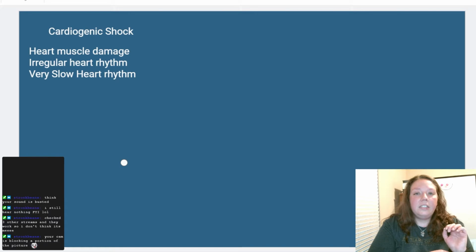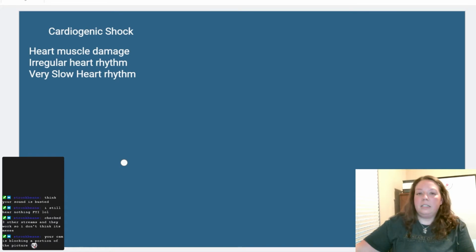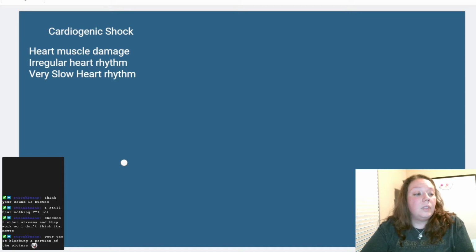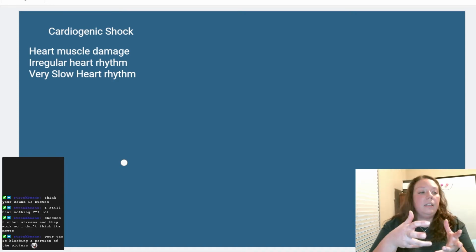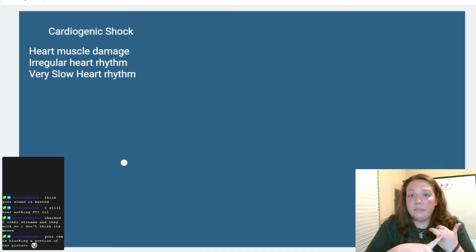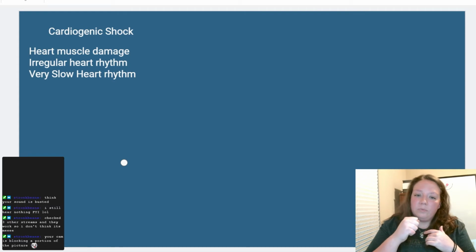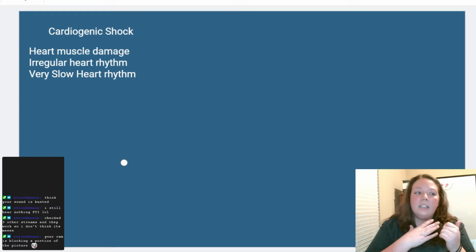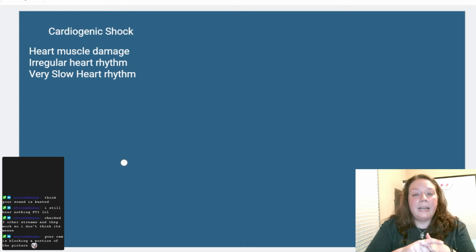So, if it has to do with the heart, what are some things the heart does to pump blood? Well, it's a big muscle, right? So if we have damage to that muscle, we have damage to the pump. What causes heart muscle damage? Well, you have actual physical injuries like blunt force trauma, like a punch or hitting the steering wheel. But one of the main ones is heart attacks, or myocardial infarctions, or MIs. That's going to cause heart muscle damage.